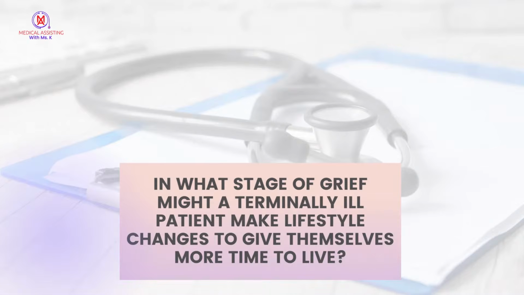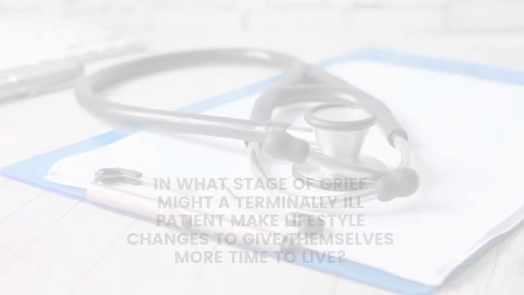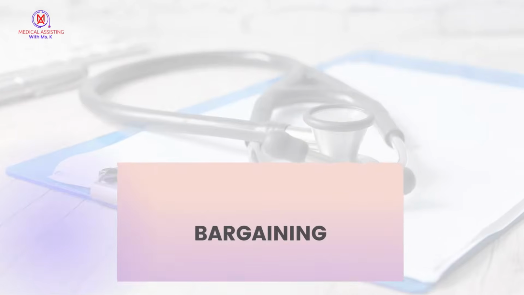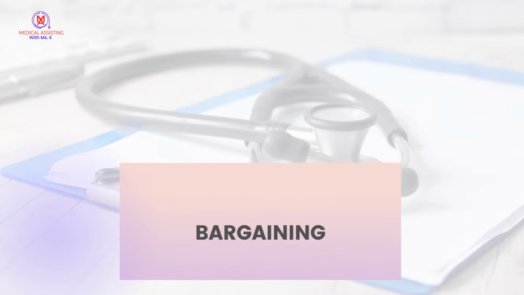Okay, and what stage of grief? In this case, the patient is terminally ill and they are trying to make lifestyle changes in hopes of giving themselves more time to live. I see those answers coming in, and you guys are correct. Bargaining. So, in a bargaining stage, a patient may find out they have 6 months to live, and so they say, well, maybe if I start eating right, maybe if I stop smoking, I can give myself more time, and that is that bargaining stage.